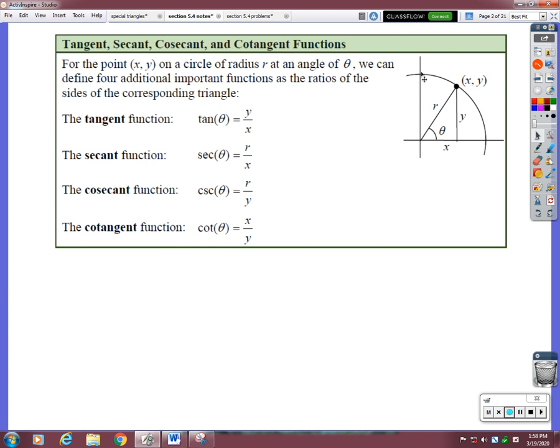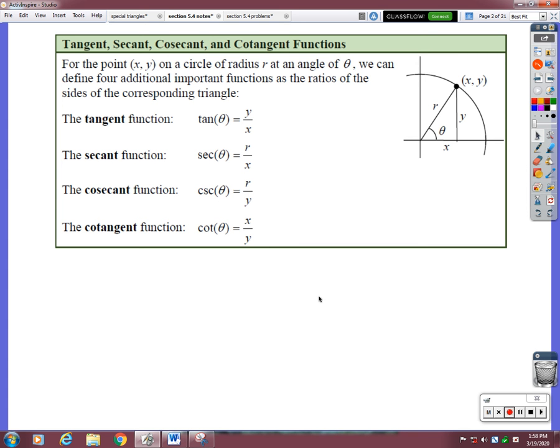The other four trigonometric functions are the tangent function, which is defined as the y-coordinate of the point on the unit circle divided by the x-coordinate; the secant function, which is defined as the radius of the circle divided by the x-coordinate; the cosecant function, which is the radius divided by the y-coordinate; and the cotangent function, which instead of being y over x, is x over y.